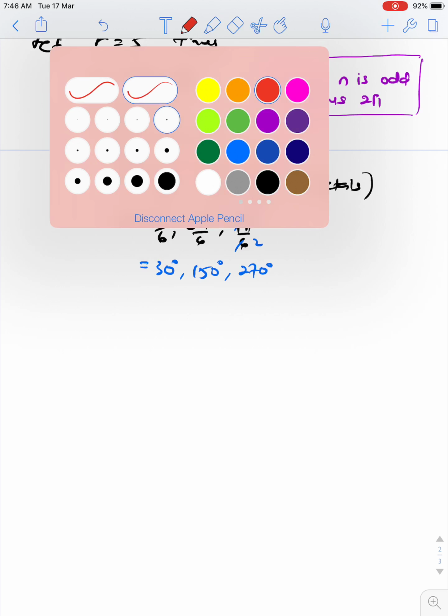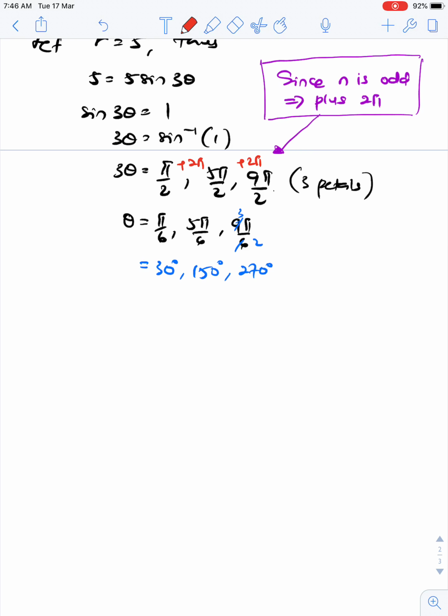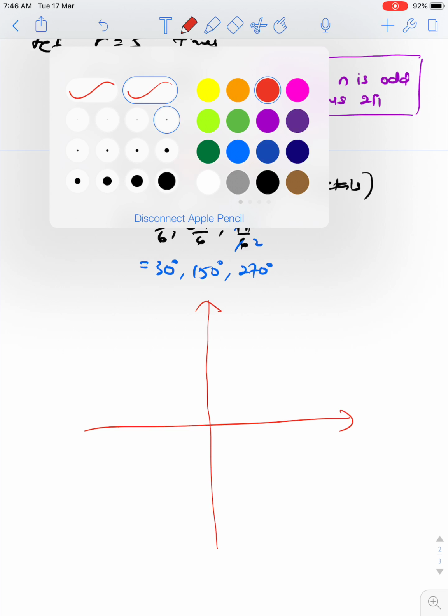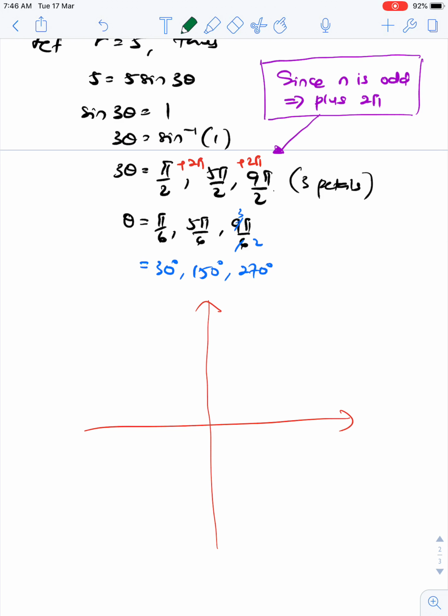Now we can sketch the traces or the location of the angles. I'm going to use the green color. This is the location of the first angle, theta equals pi over 6. And then theta equals 5 pi over 6 should be located in the second quadrant. And the last one, theta equals 3 pi over 2, so it should be here.